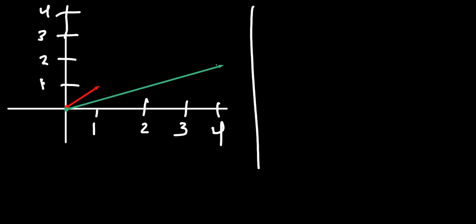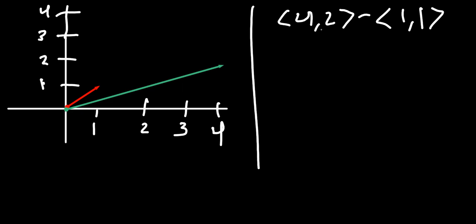Okay. So we have these two vectors here, and we're going to subtract them. Essentially, we just have to subtract their components. Our first vector is going to be the green one, the bigger vector, and it has an x component of 4 and a y component of 2. We're going to subtract this vector with an x component of 1 and a y component of 1.